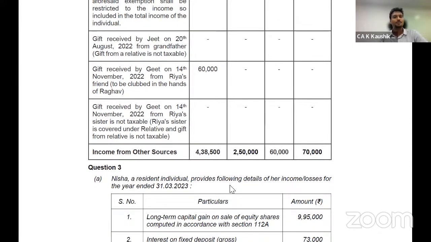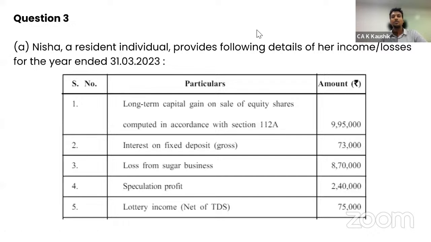Question number 3 is now coming in terms of the set off and carry forward of losses. Till now, we have completed around 6 sub-questions. With them, we have covered residential status, income from salary, income from business or profession with respect to section 35D, and income from house property. We have covered the deductions under chapter VI-A, and previously the clubbing provisions.